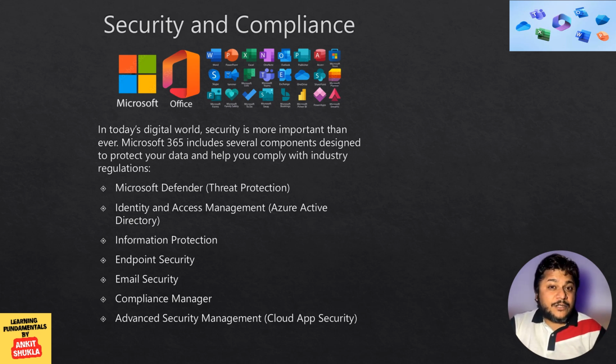Then you have advanced security management through cloud app security and attack simulation training as well. Through cloud app security, you can monitor and control the use of third-party apps which are connected to your Microsoft 365. That ensures that they meet your security and compliance standard. Then you have attack simulation training, which provides tools for simulating phishing attacks and other threats, which helps to educate users and improve security awareness.